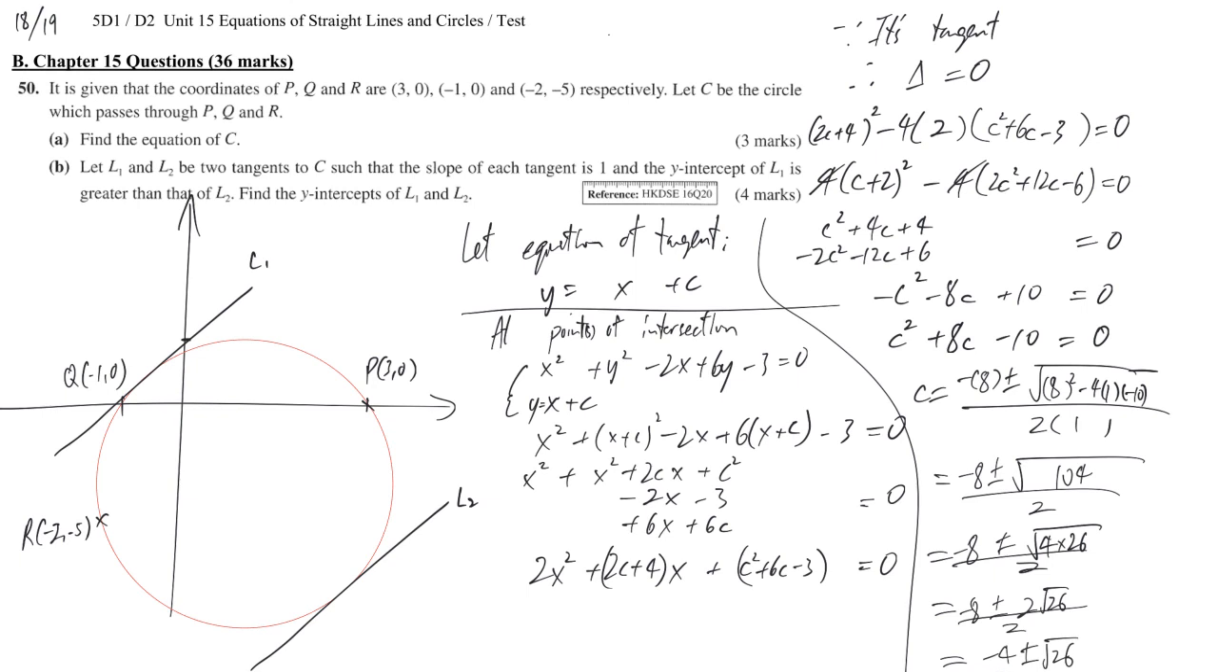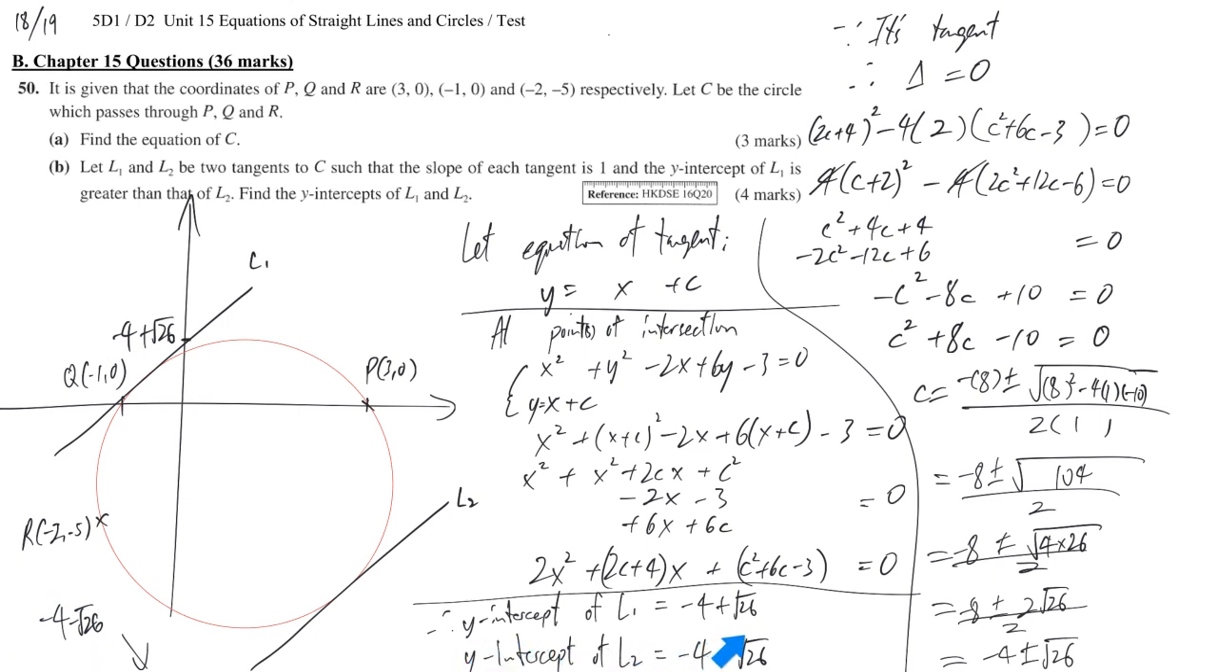It is normal that we have two different solutions for the y-intercept. One of them is above the ground from our graph, and one of them is below the ground, which is a negative value. So c at the same time represents the y-intercept. So one solution is negative 4 plus square root 26, and there is another y-intercept, negative 4 minus square root 26. Then we find the y-intercept of L1. This is higher, so the y-intercept of L1 is this one, while the y-intercept of L2 is this one. Then we answer the question like this.